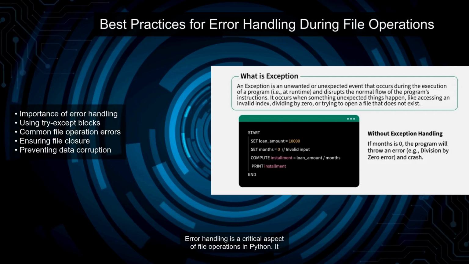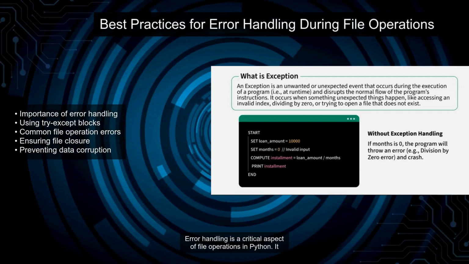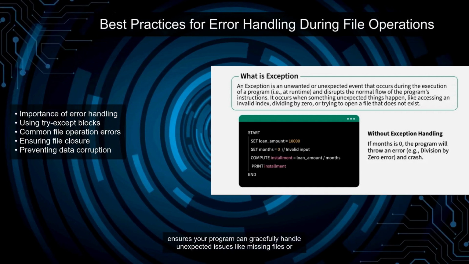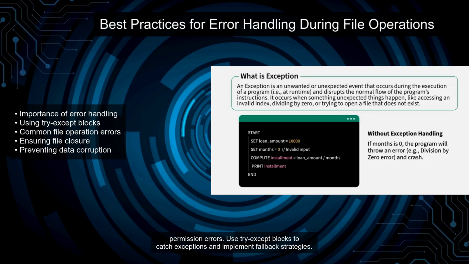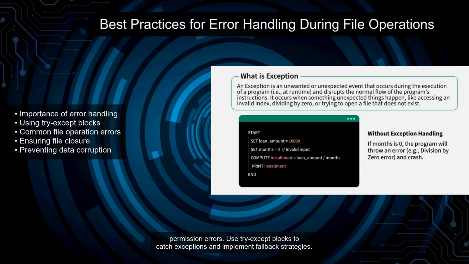Error handling is a critical aspect of file operations in Python. It ensures your program can gracefully handle unexpected issues like missing files or permission errors. Use try-except blocks to catch exceptions and implement fallback strategies.